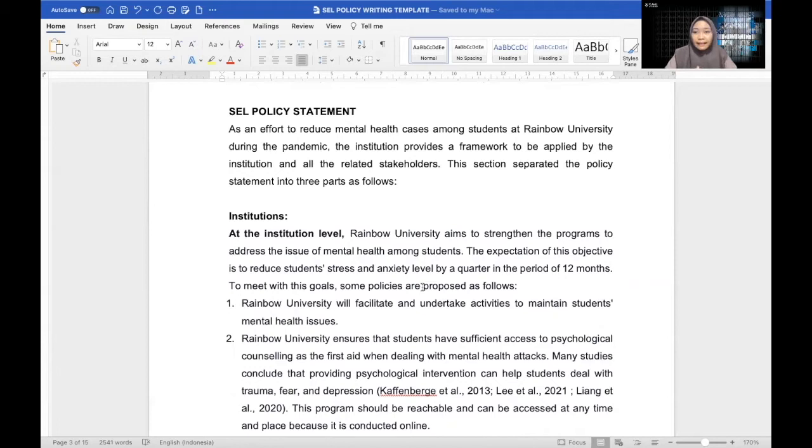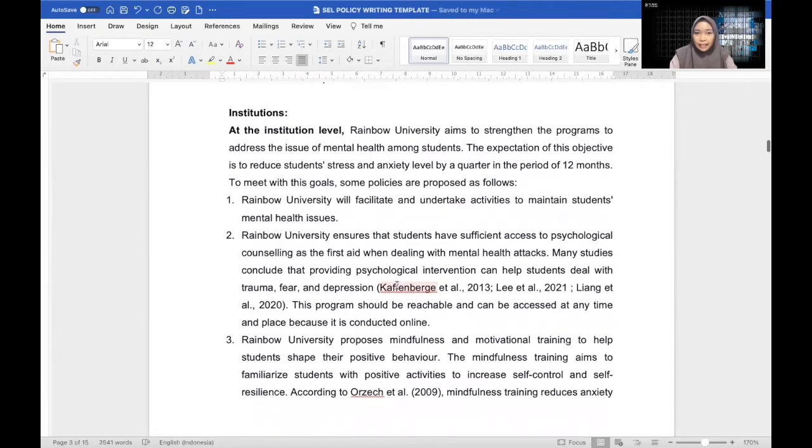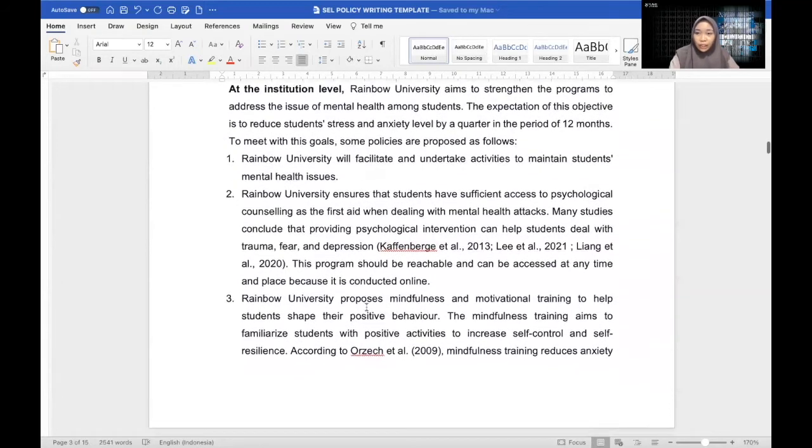So we separated this policy statement into three. They are for institutions, teachers, and students. And for the institutions, at first we aim to strengthen the program of the university for addressing this mental health issue among students. So there are several statements for this policy.